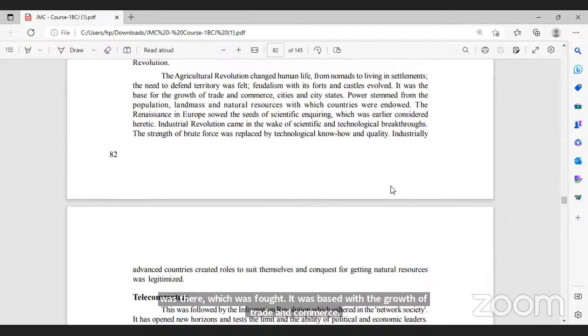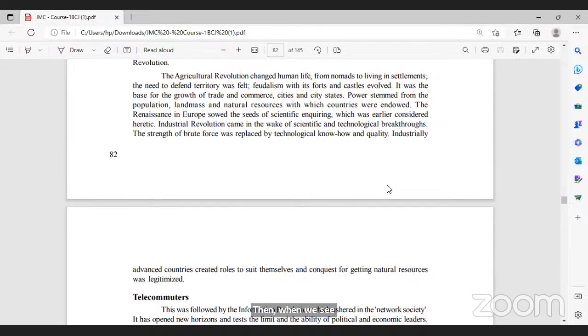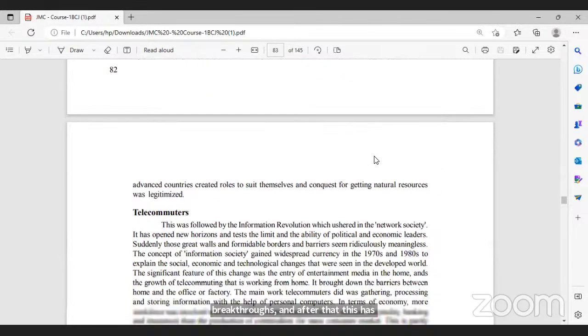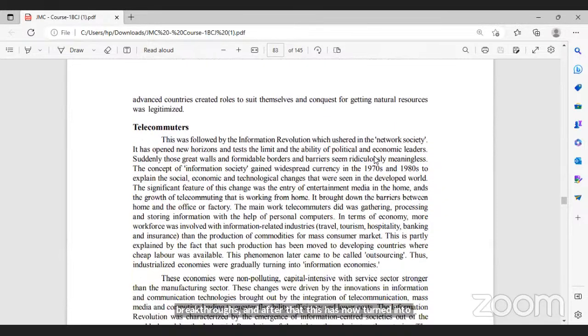Then industrialization came in the wake of scientific and technological breakthroughs, and after that this has now turned into an information revolution. This was followed by the information revolution, which ushered in the network society. So when we are saying telecommunication, it is related to the network society. It opened new horizons and tested the limits and the ability of political and economic leaders.